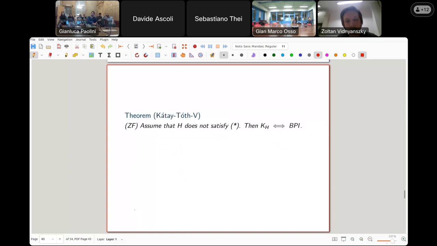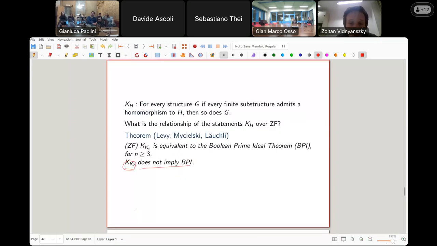And, just one clarification. Yes. When you consider this K sub H, H should still be thought of as always finite. Always finite. It also makes sense to consider the infinite ones, but we didn't think about it.